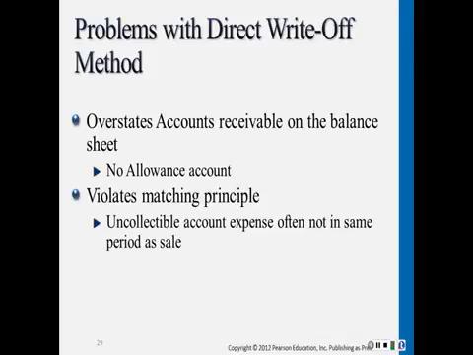It does not set up an allowance for uncollectible accounts. As a result, the direct write-off method always reports accounts receivables at their full amount. So assets are overstated on the balance sheet.